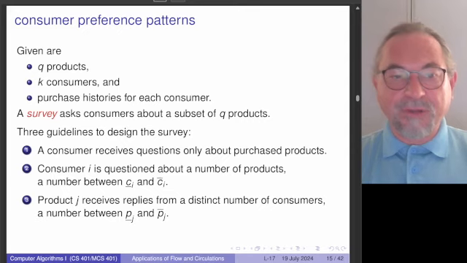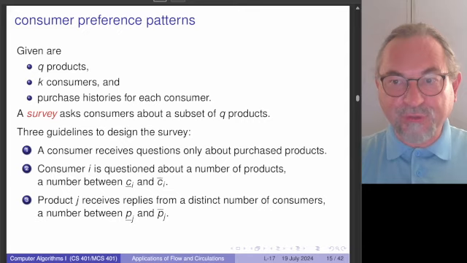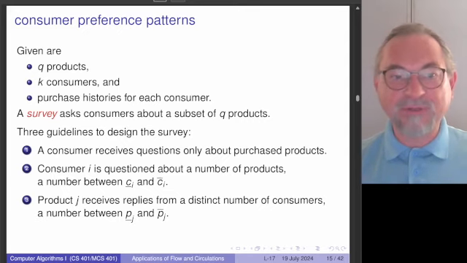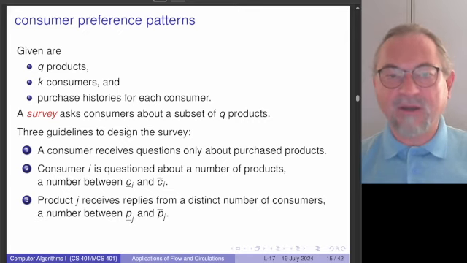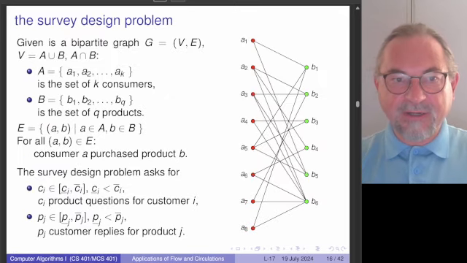Now, similarly for a product, we have preferences. Actually, no, I'm sorry. Every product needs to receive a number of questions. So we would assume that every product is purchased by at least one consumer. And there would also be a natural upper bound on the number of questions that we need for that product. Okay, I hope this problem statement is clear.